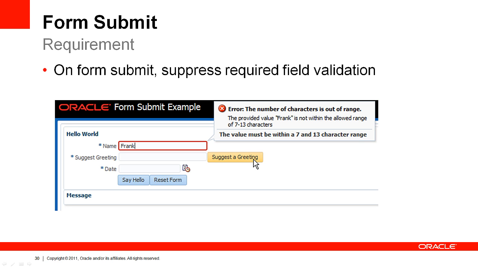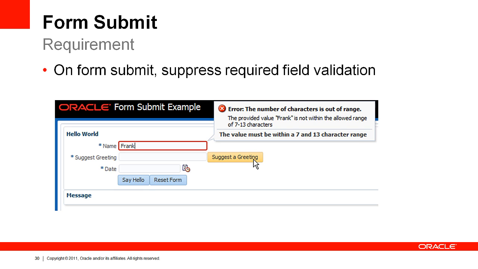Here is the form that we know from the examples before. The difference though is that we added a third field, which is the suggest greeting field. And there's a suggest greeting button that, if there is a value provided for the name field, pressing this button will add a hello prefix to the name and suggest this as a greeting, so that when the user presses say hello, this will be displayed on the message box.